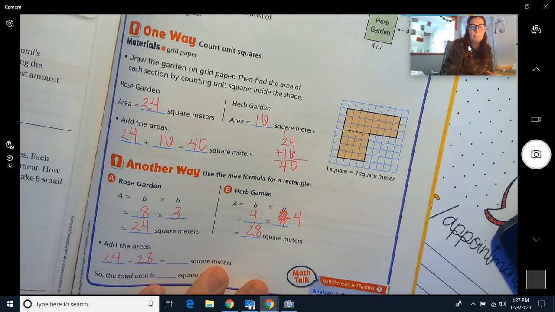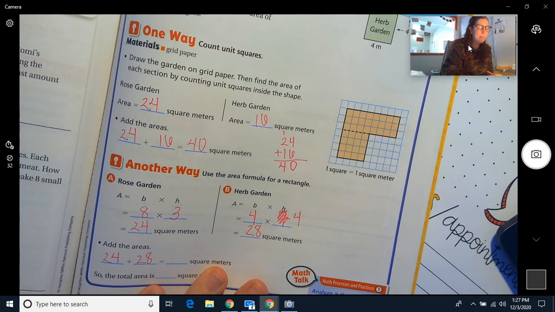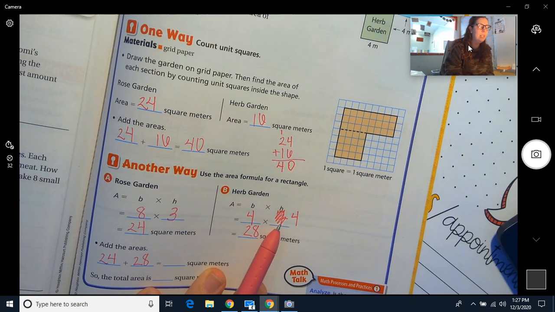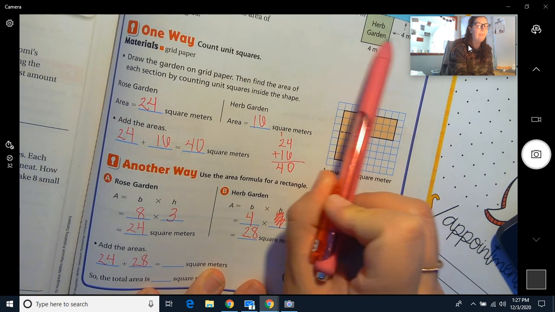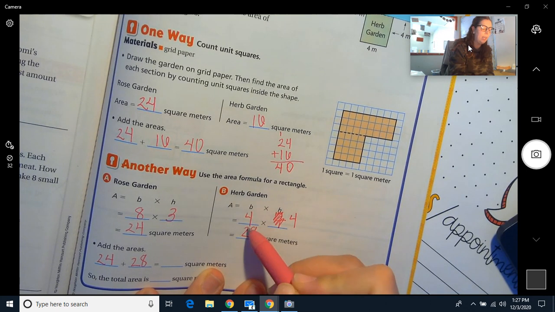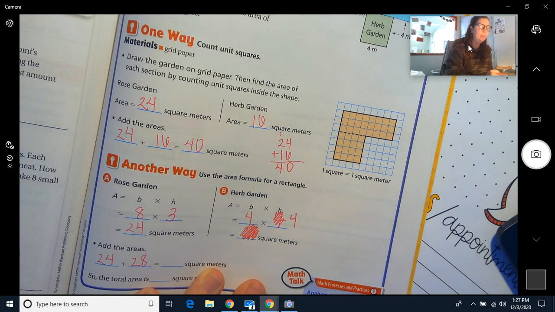Can you give me a minute to think? So for those of you that are like, why'd you cross out the 7? That side is 4 up here. So 4 times 4, I had to change my math problem, which means this answer also changes. I wrote mine in pen. Hopefully you wrote yours in pencil.